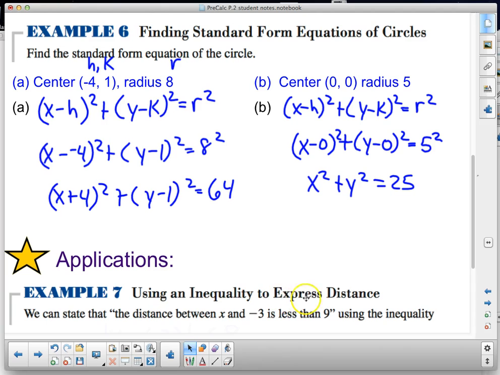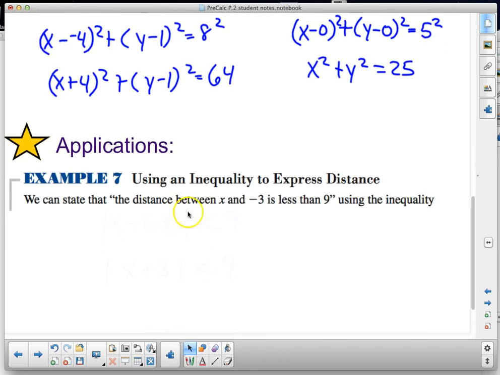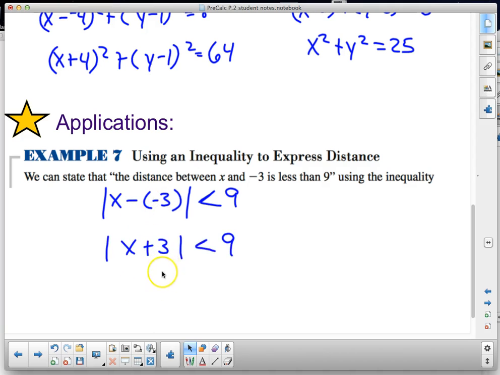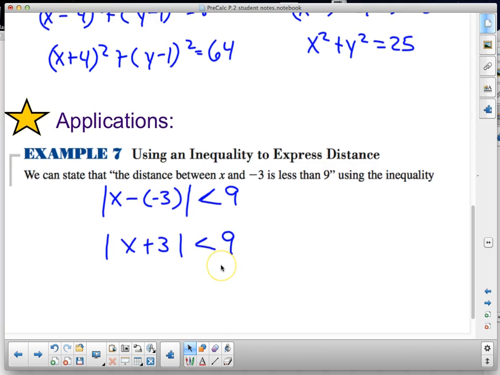Using an inequality to express distance, we can state that the distance between x and -3 is less than 9 using the inequality. The distance between x and -3, so x minus a -3, that's the distance between x and -3, is less than 9. We can clean that up a little bit by just adding opposite here and saying the absolute value of x plus 3 is less than 9.